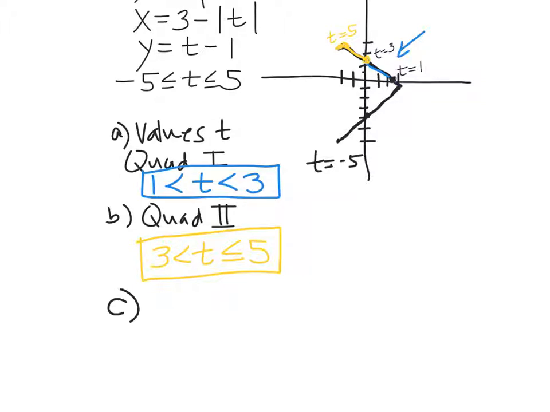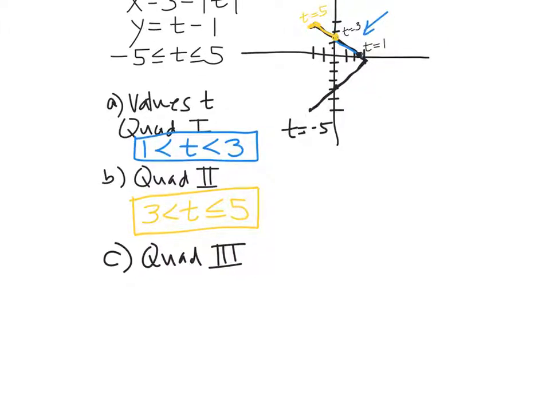What about in quadrant number 3? Quadrant 3, my t values would include t equals -5. And it would go until t equals, what was t there? Was it -2? Was it -3? It's -3. T equals -3. So that would be from -5 to -3.